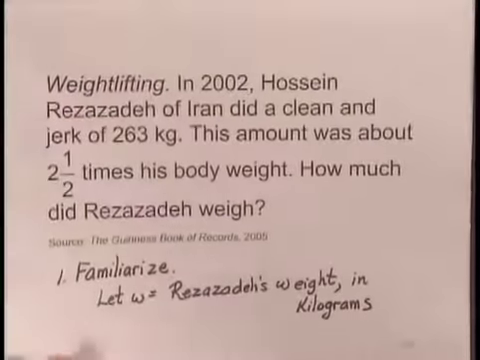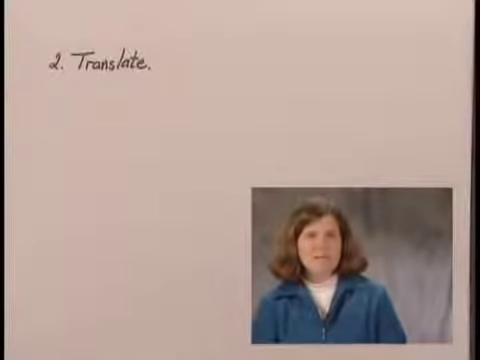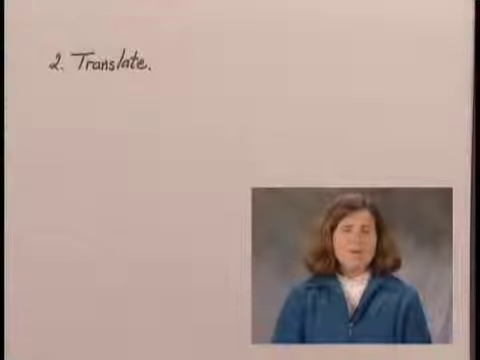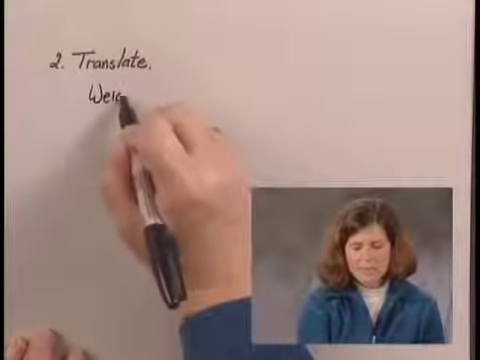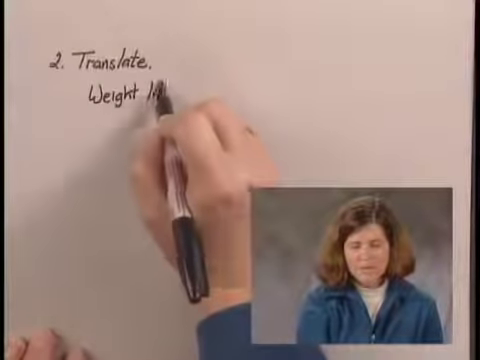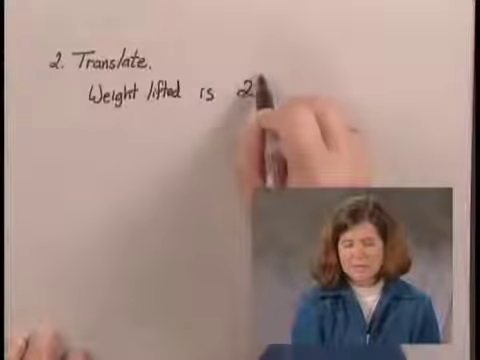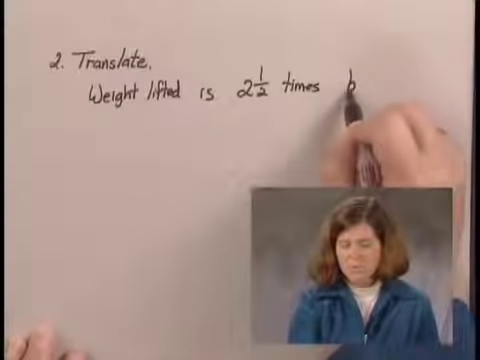Now we're ready for the second step of the process. We're going to translate our problem into mathematical language. First of all, we'll restate the problem using English. How are the numbers in the problem related? Well, the weight that's lifted is stated as being 2.5 times the body weight.